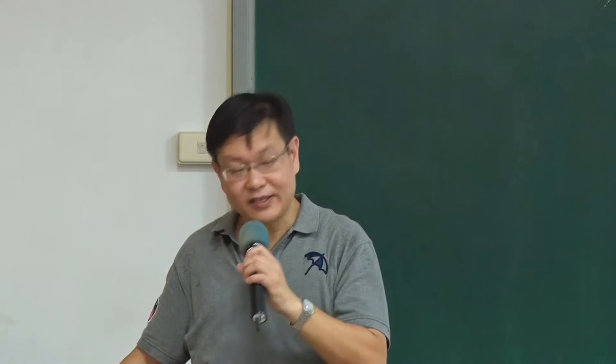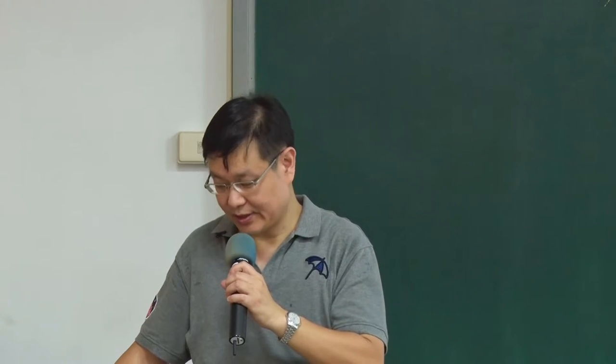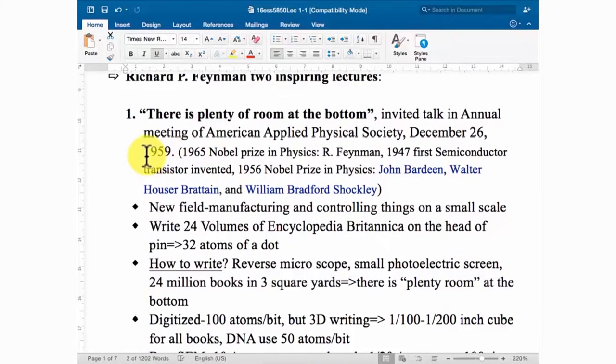So that was an invited talk at the annual meeting of the American Physical Society on December 26, 1959. That time was also 10 years after the first semiconductor transistor was invented. The first transistor was invented in 1947, so 1959 is roughly 12 years afterward.